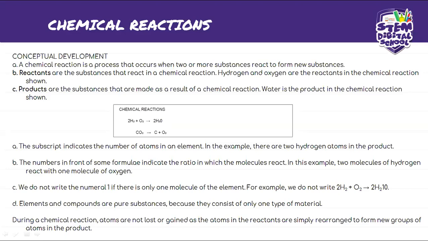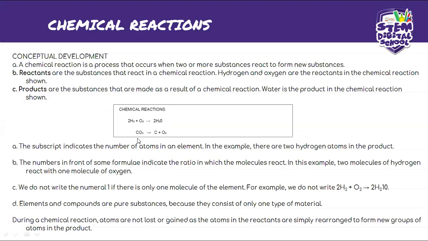The numbers in front of some formulae indicate the ratio in which the molecules react. In this example, two molecules of hydrogen react with one molecule of oxygen.